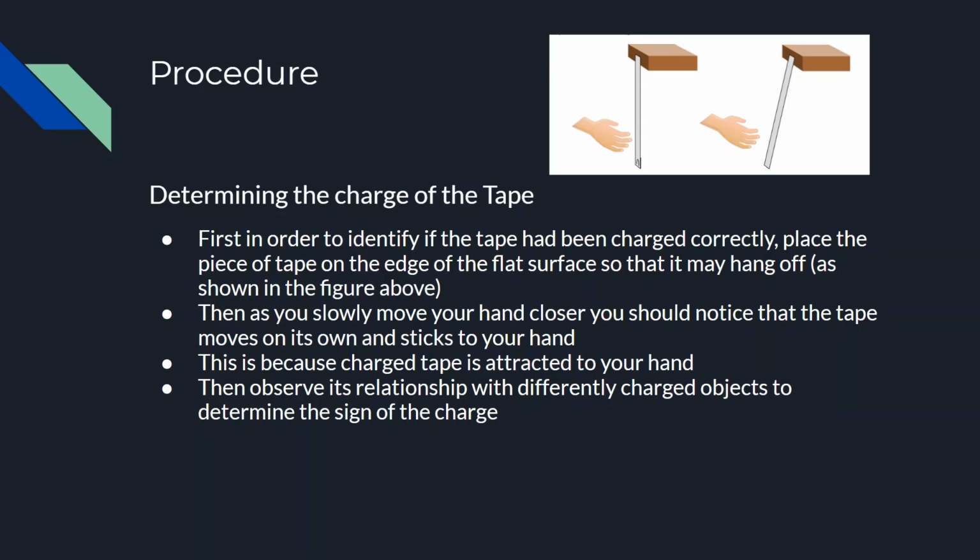Then, in order to determine the actual sign of that tape, we can negatively charge a pen by rubbing it on cloth and observe that the pen attracts the tape. Because of this final interaction, we can conclude that the pieces of charged U-tape must have an equal positive charge.